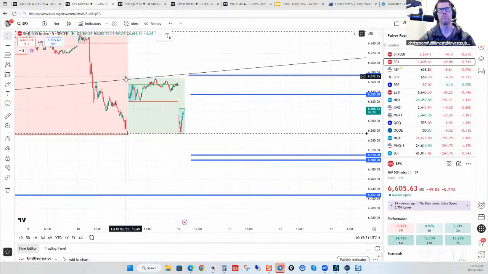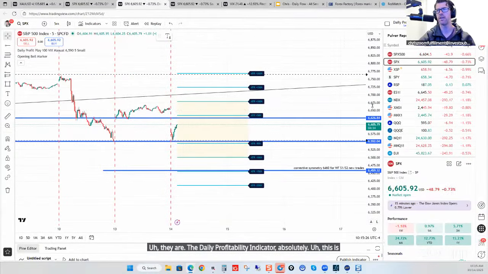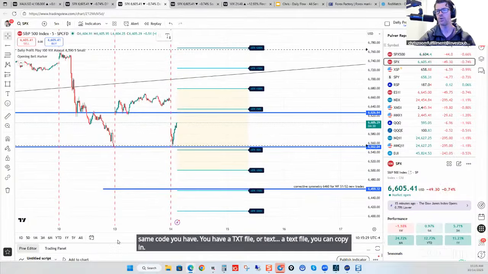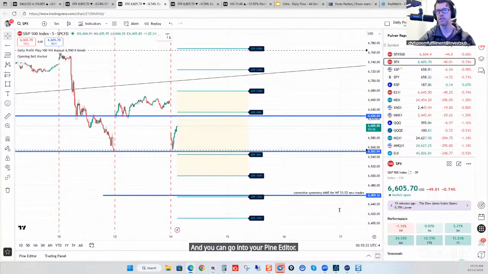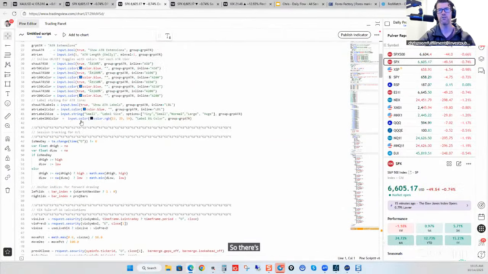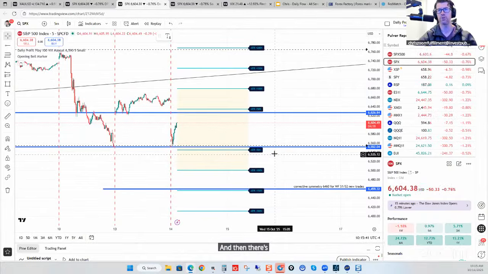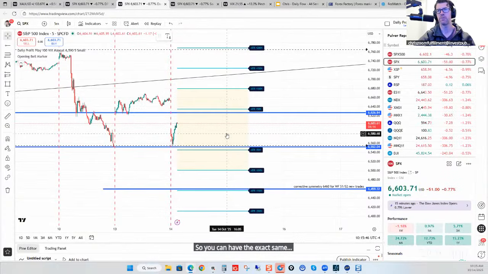They are the daily profit play indicator. Absolutely. This is the same code you have. You have a TXT file or a text file you can copy in, and you can go into your Pine editor. If you go into your trading panel here, you have the code. There's a text file for TradingView to have the exact same indicator that I have, and then there's a grid to download in Thinkorswim.